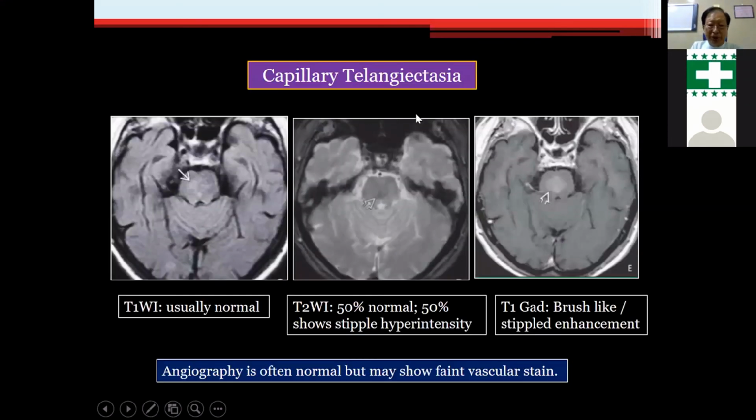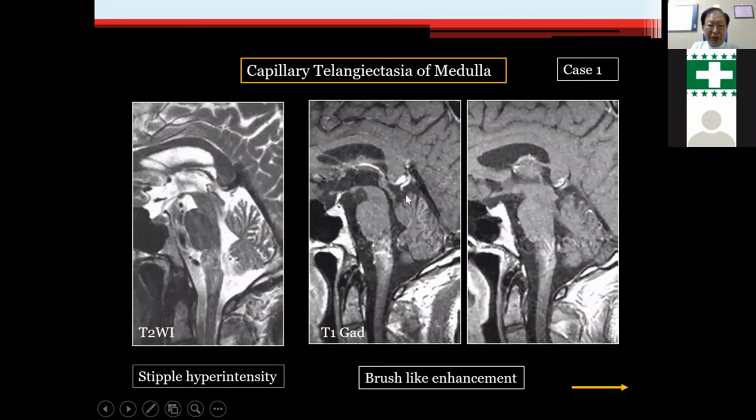Okay, now for capillary telangiectasia, look at these images. T1 is usually normal. T2 sometimes could be normal, sometimes you might see a little bit of blush, a little hyperintensity. But when you give injection, you see a brush-like or stippled enhancement. They are very difficult to see. This is the capillary telangiectasia. Next example, case one. You see in T2 little black speckles of low intensity.